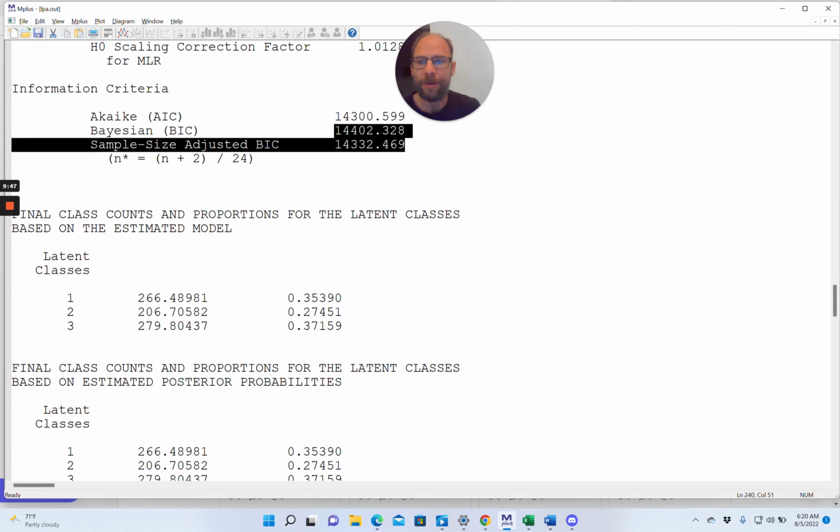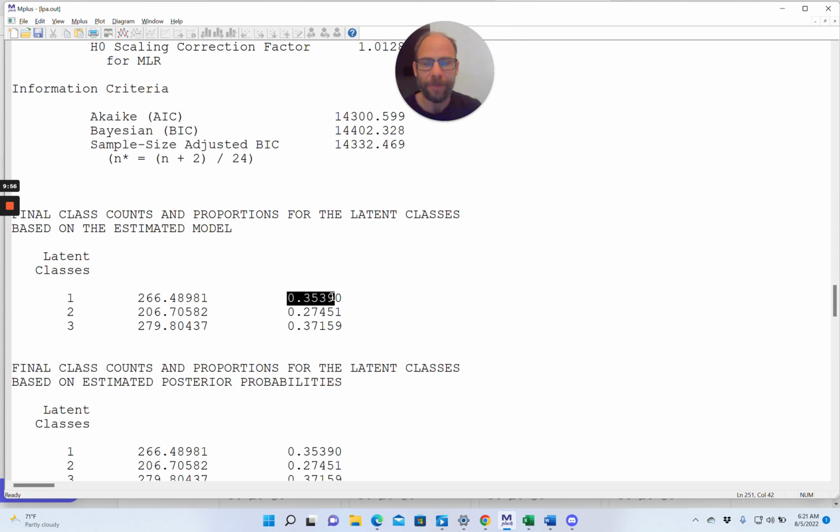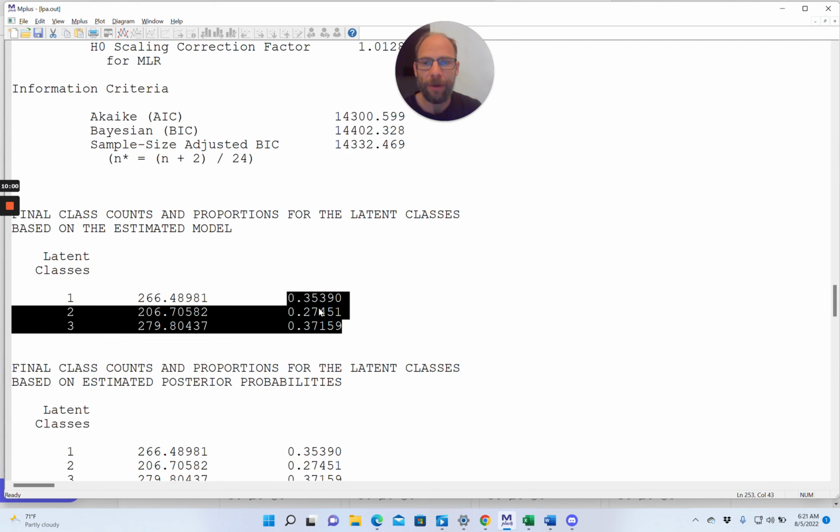Below that, we get the proportions for the latent classes based on the estimated model. And so those are the parameters that indicate the class sizes. So those are the class size parameters. You can see here that the first class had about 35% in it, the second class 27%, and the last class was the largest class with 37%.